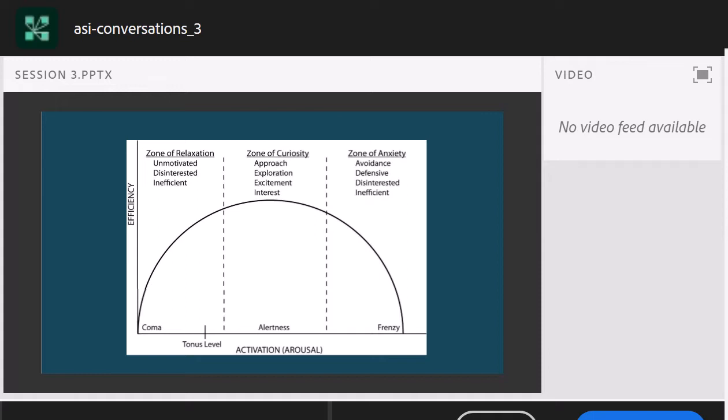And then we get to the right side of this slide, which is the zone of anxiety. So we've gone to a state of high alertness or high arousal, and it's actually over alert or over aroused. And we see behaviors like avoidance, defensiveness, disinterest because of overwhelm, and being inefficient in what we're trying to do.